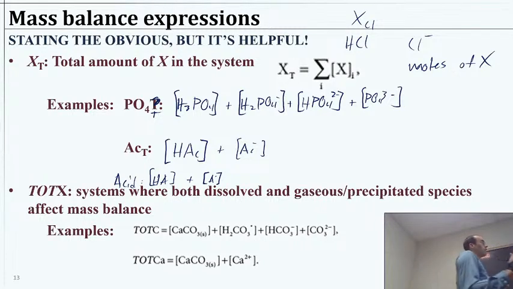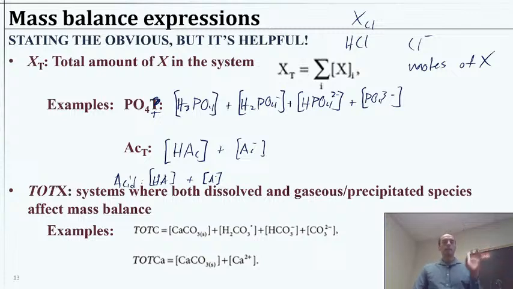Okay, so the point is we're just doing a mass balance on that substance, kind of ignoring whether or not a proton is attached to it or coming off of it. That can be very helpful because that proton coming on or off does not create or destroy any of the phosphate itself, right? So we get that mass balance on the phosphate. So total X is another way of looking at it.